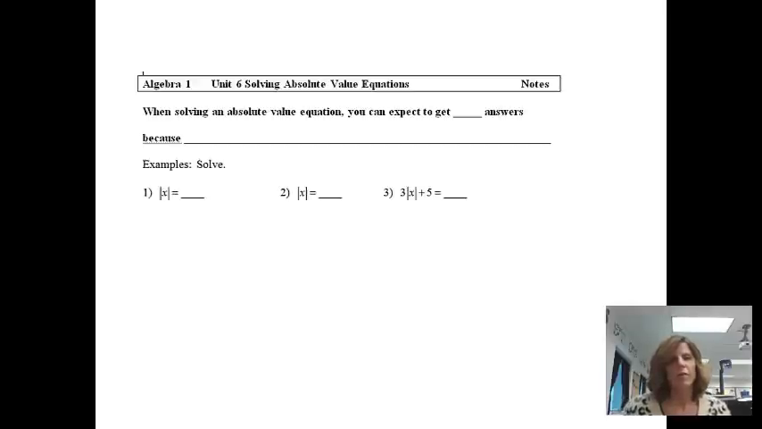So far we've been graphing absolute value equations. Now we're going to start solving them. At the end of this lesson you will be able to solve an absolute value equation.